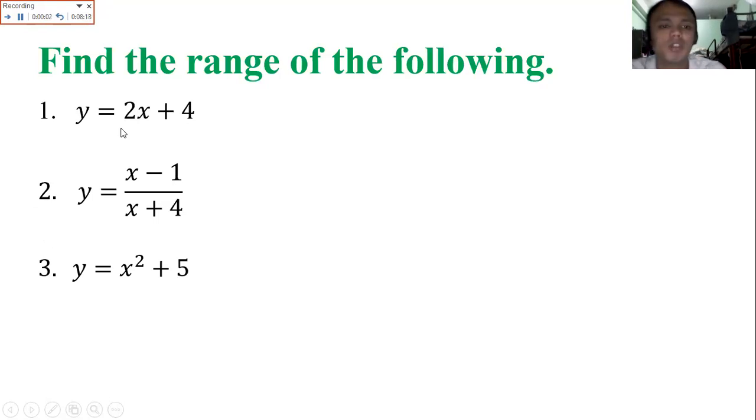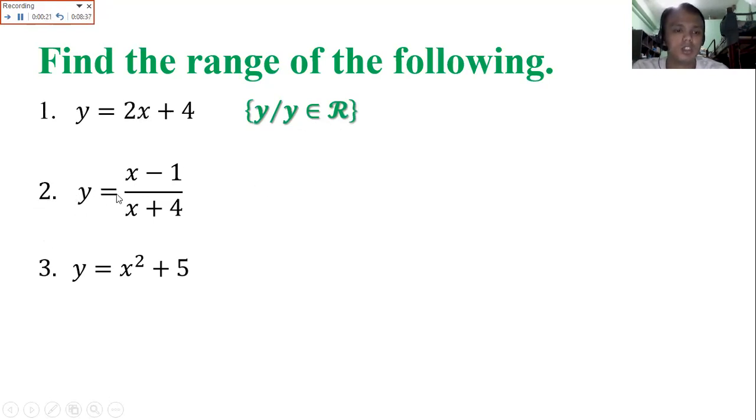Exercise. Find the range of the following. Okay, this time, y equals to 2x plus 4. Linear function siya. Laging tatandaan, if you find the domain and range of a linear function, that is always the element of real numbers. Automatic na yon, kasi yung exponent ng x is 1.